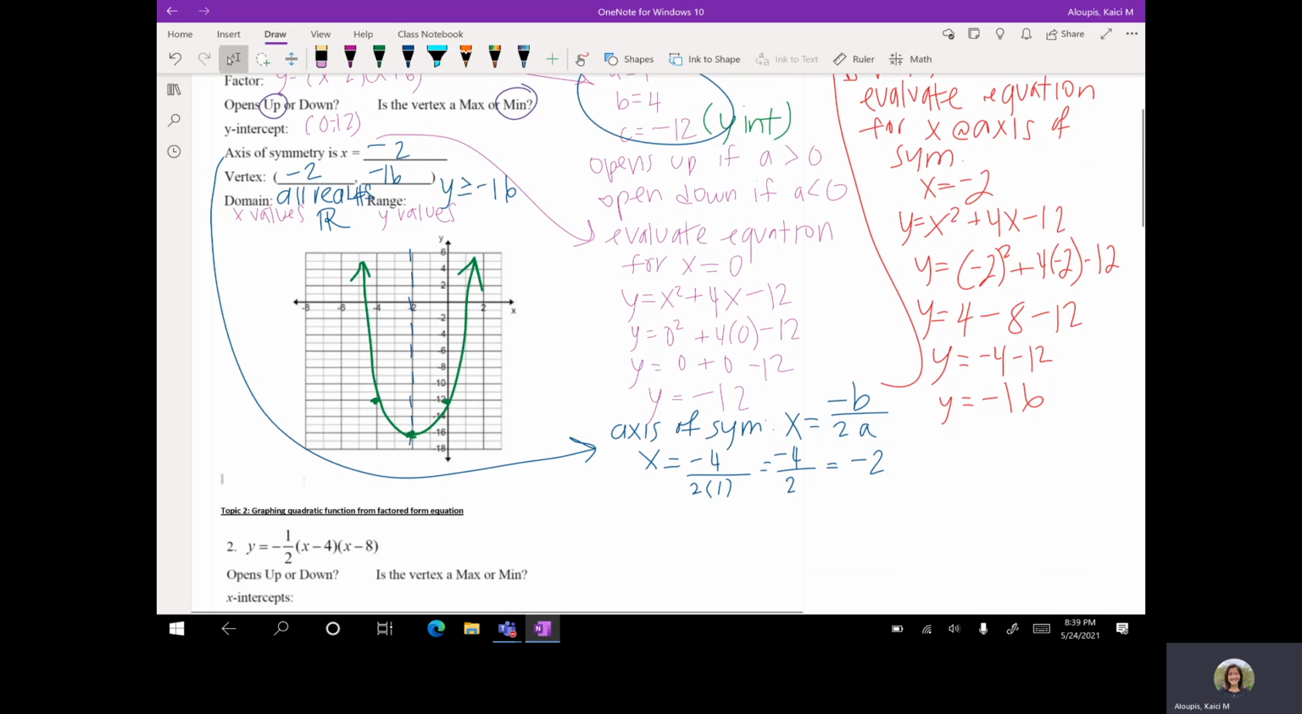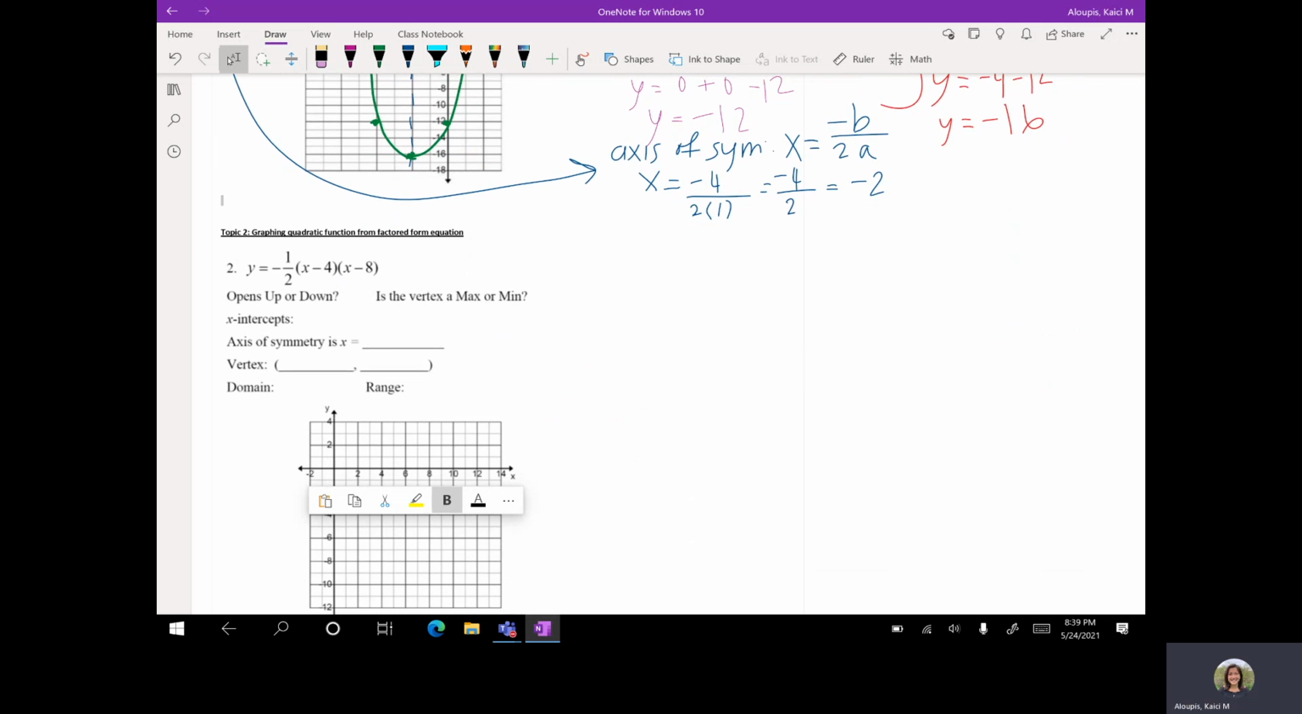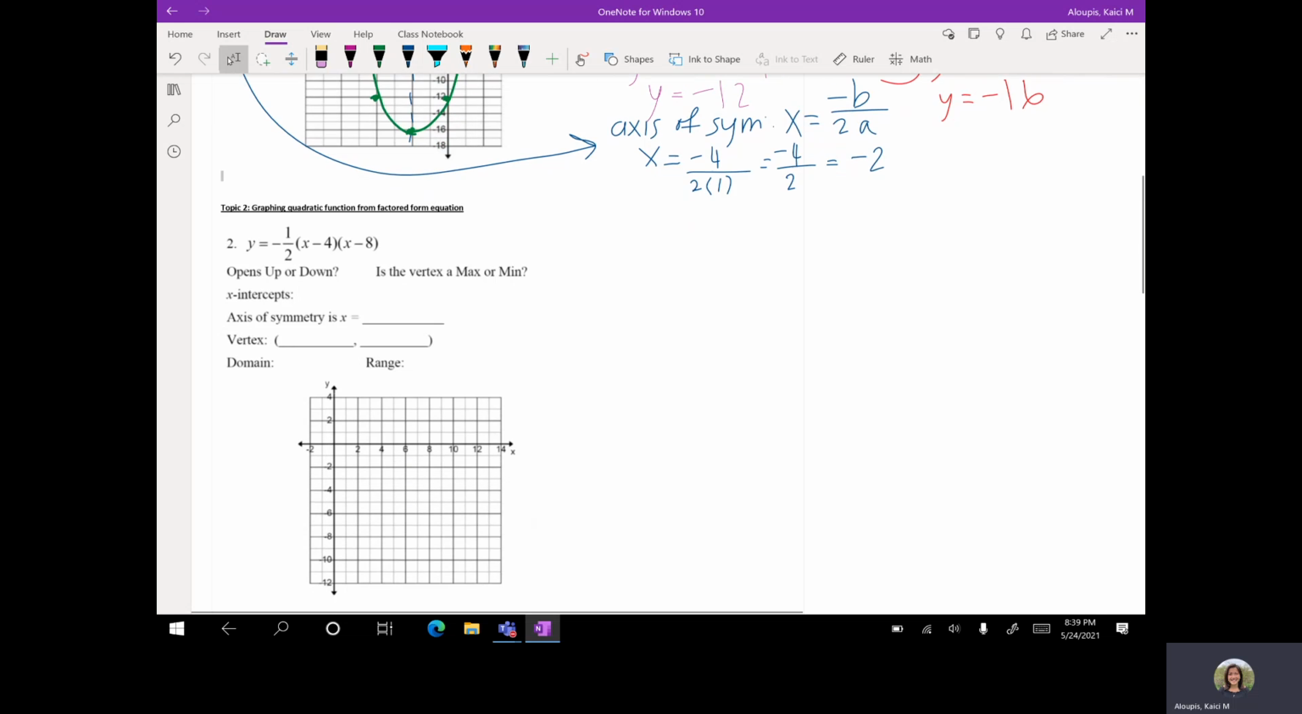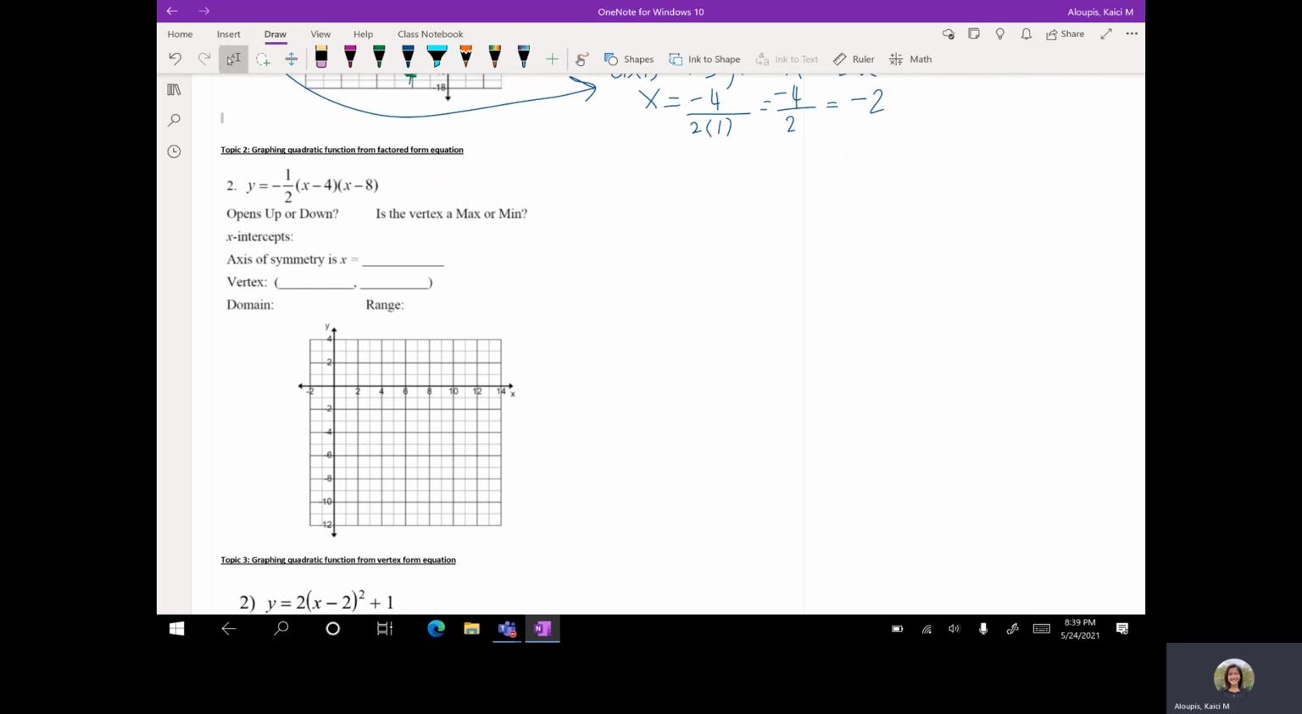Okay, our next topic is topic 2, graphing quadratic functions from factored form equation. Okay, here is the factored form. We know it's factored form because we have our factors in our parentheses. Is it going to open up or down? Well, we have to ask, what is the leading coefficient? Is the leading coefficient positive or negative? In this case, we have a negative leading coefficient.